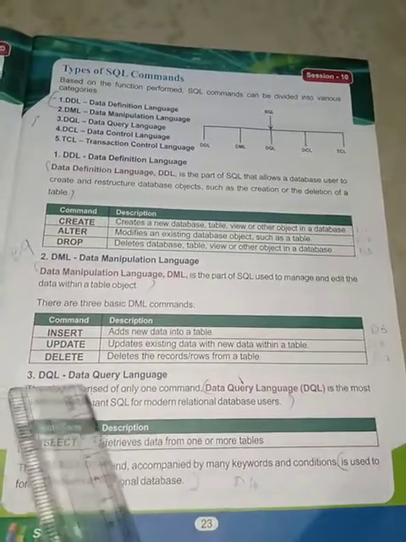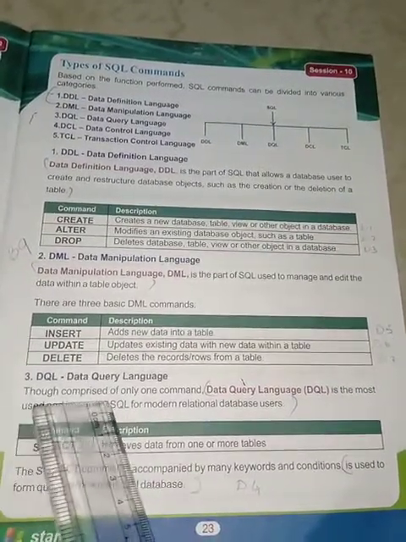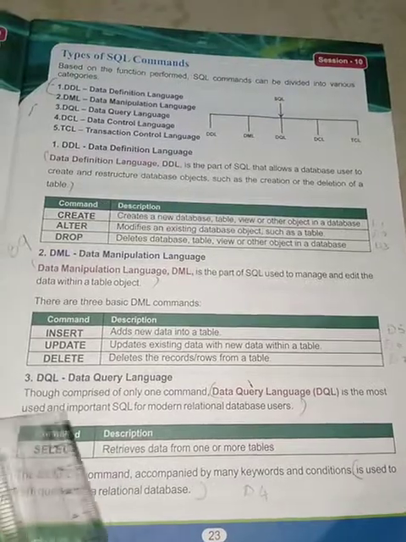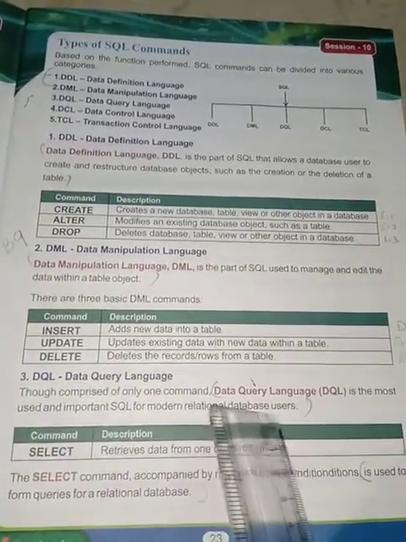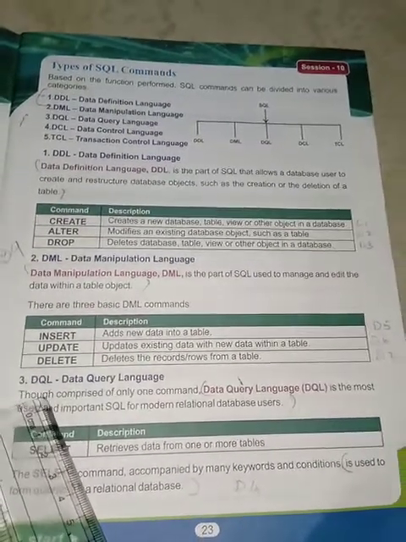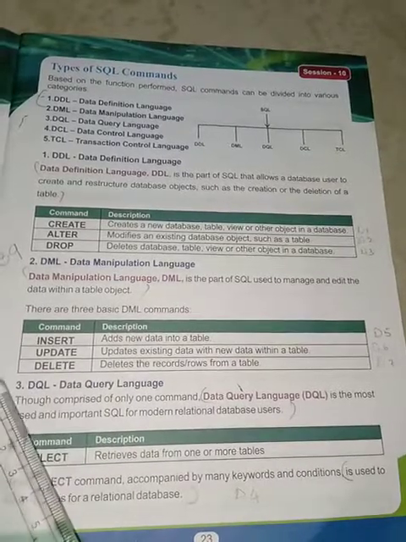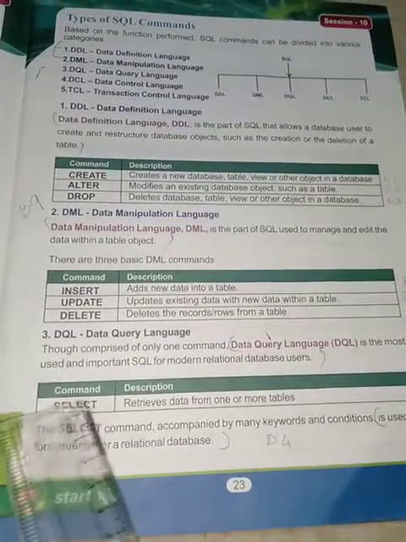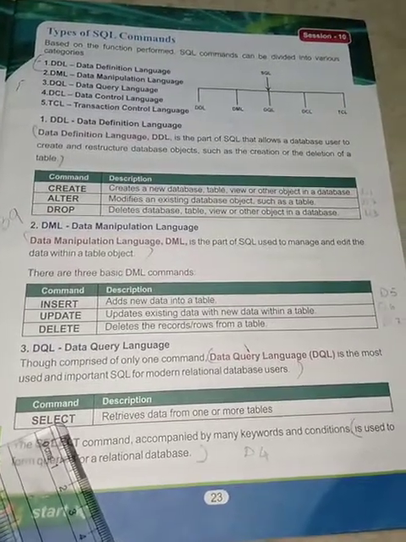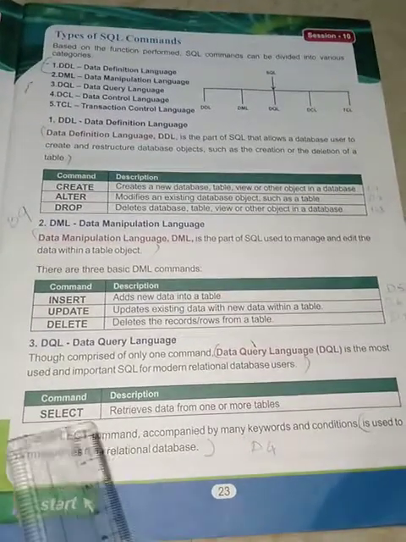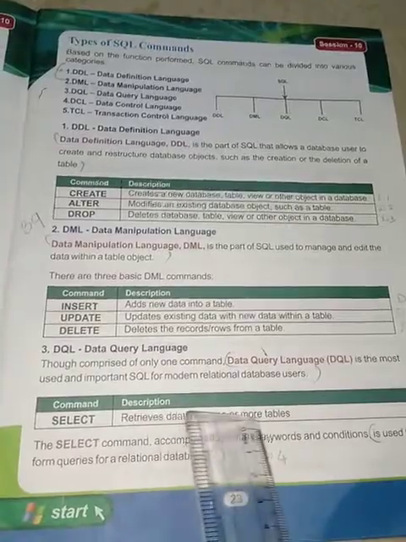Next, DQL, data query language. Though comprised of only one command, data query language is the most used and important SQL for modern relational database users. So currently we are using DQL for modern relational databases, and it is a very important command. We have select. It has only one command, but it is the most used command. Select retrieves data from one or more tables.